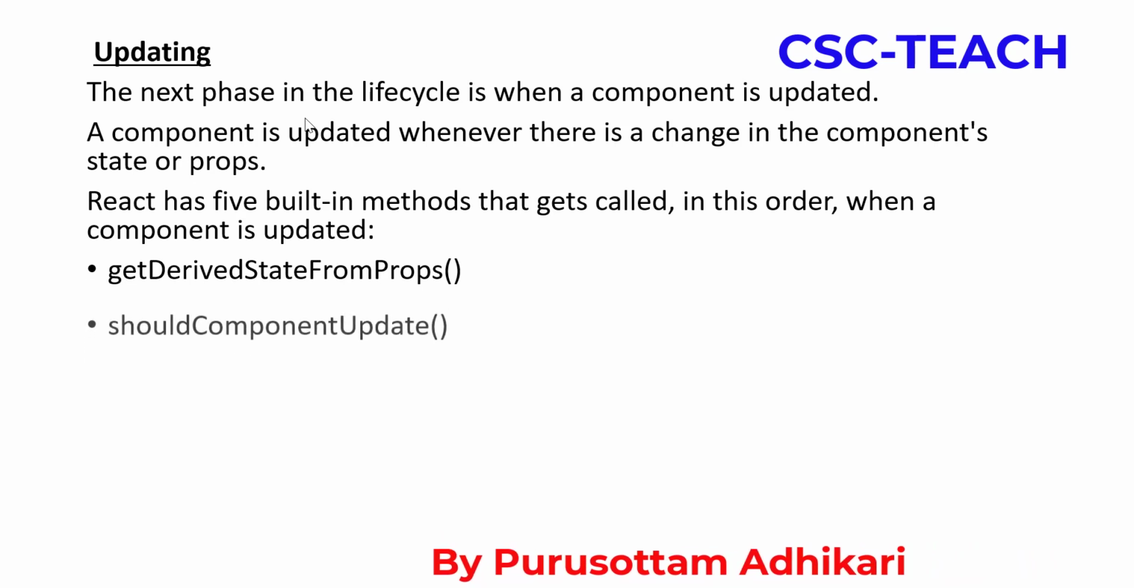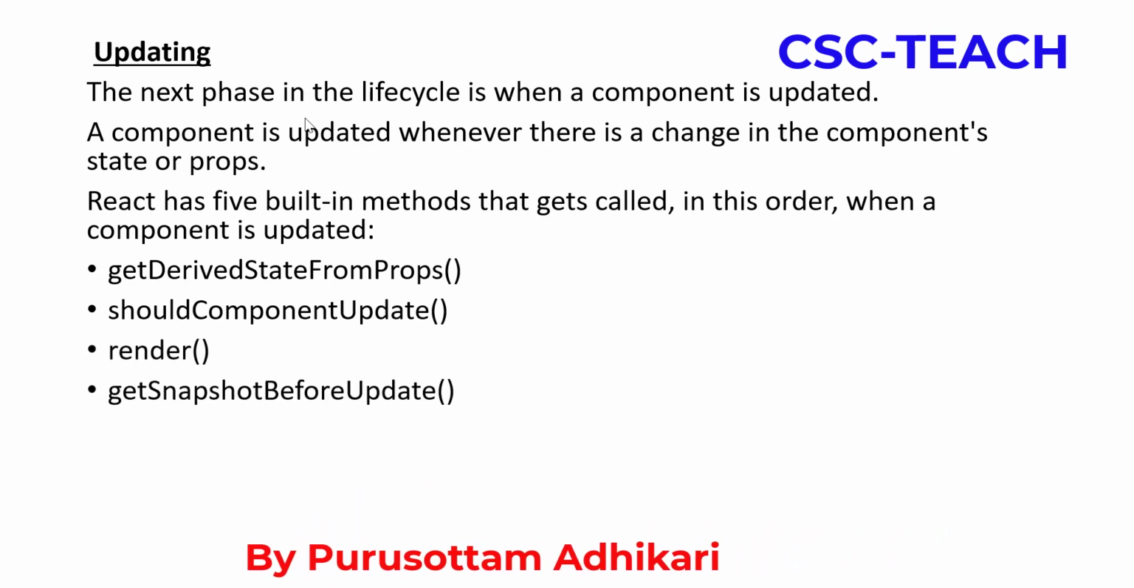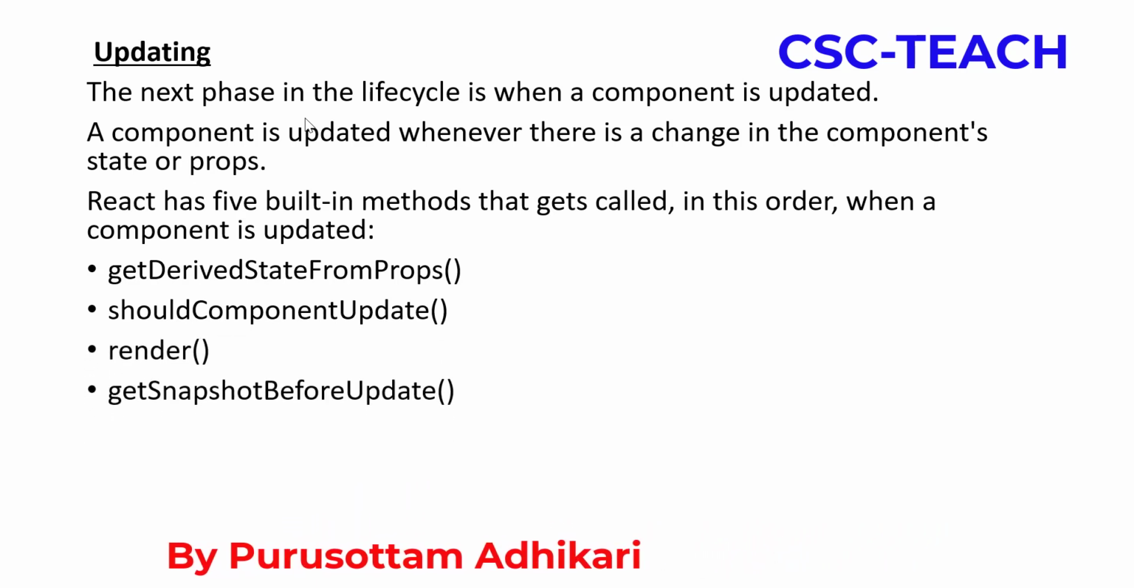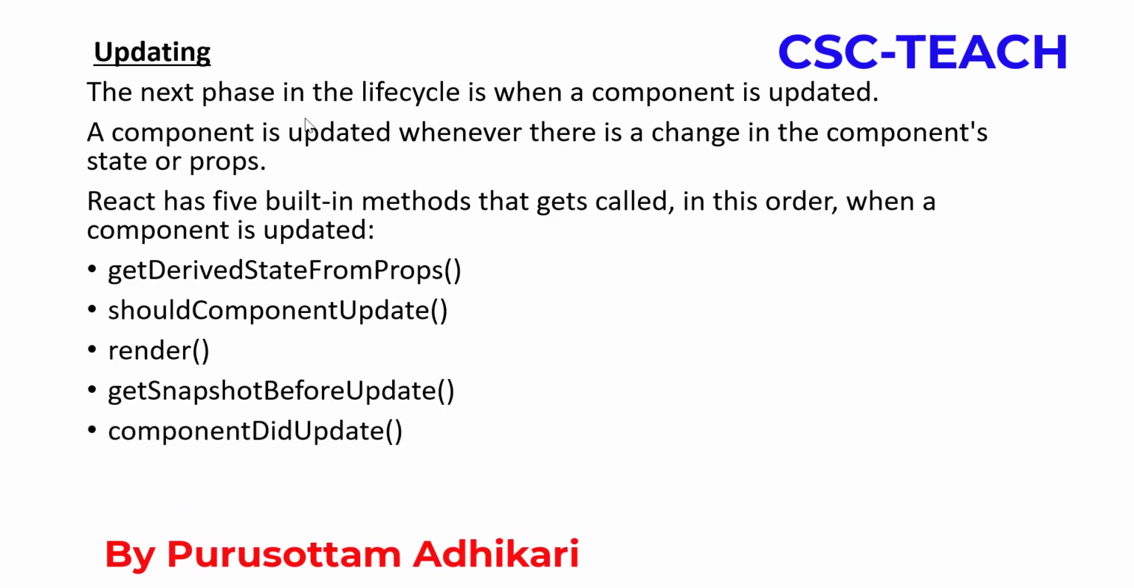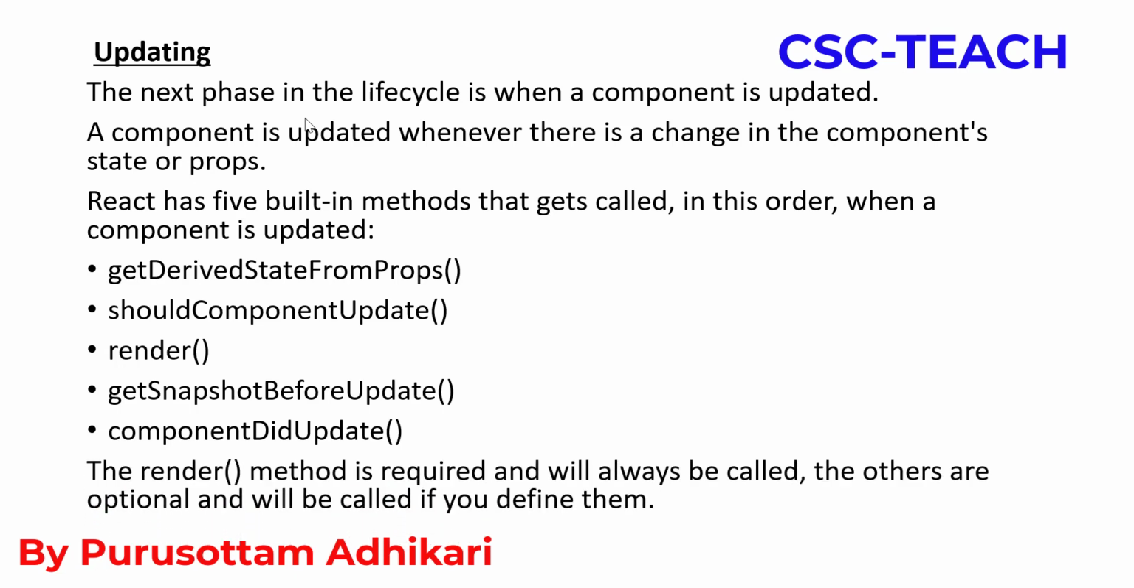getDerivedStateFromProps method, shouldComponentUpdate method, render method, then getSnapshotBeforeUpdate, and then another one is componentDidUpdate. These are the 5 built-in methods. We have already known about getDerivedStateFromProps and the render method. We will learn about each in detail. The render method is required and always used.